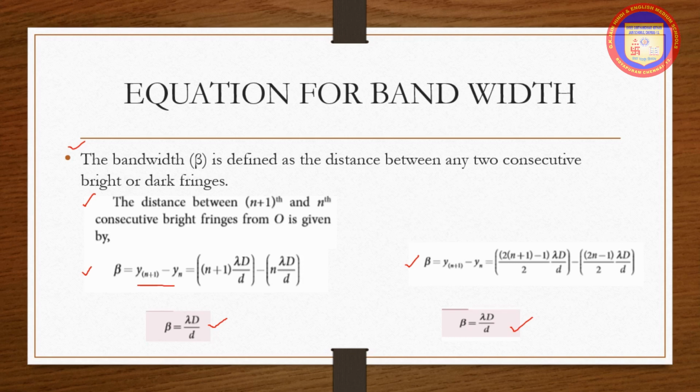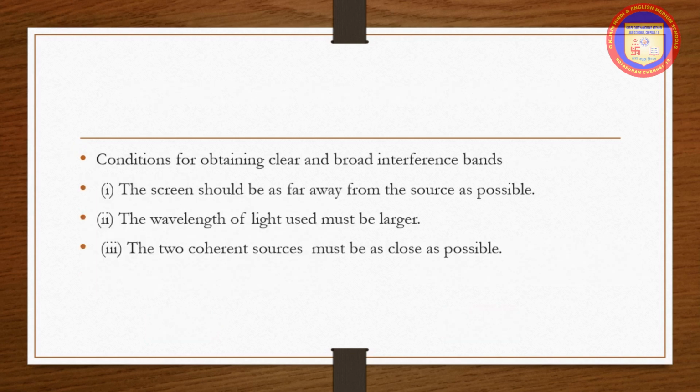So the conditions for obtaining clear and broad interference bands are: first, the screen should be as far away from the source as possible. Second, the wavelength of light used must be larger. The third one, the two coherent sources must be as close as possible. These are the three conditions for obtaining clear and broad interference fringes.